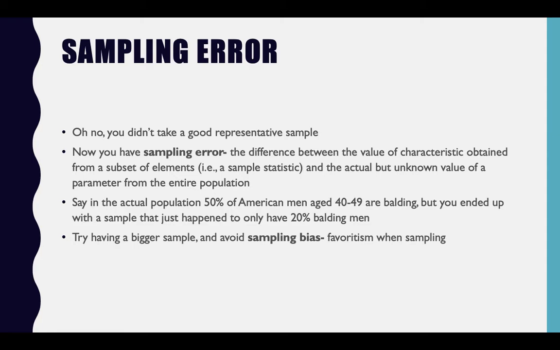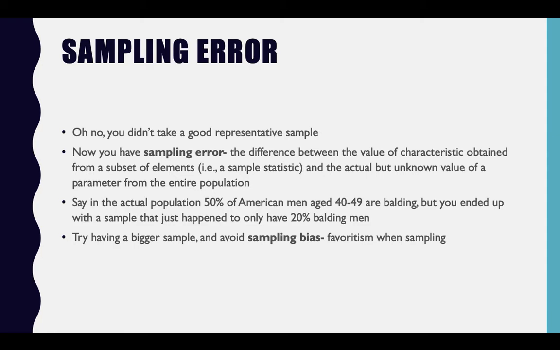But, oh no, you didn't take a good representative sample. Now you have sampling error, which is the difference between the value of a characteristic obtained from a subset of elements, like a sample statistic, and the actual but unknown value of a parameter from the entire population. That's kind of a dense way of saying it.